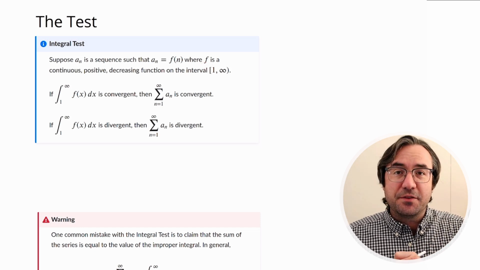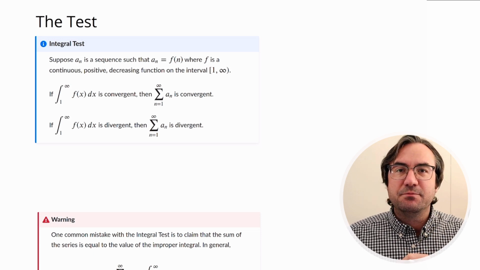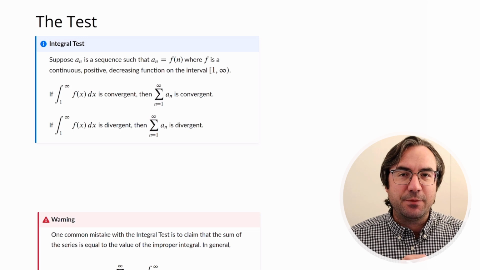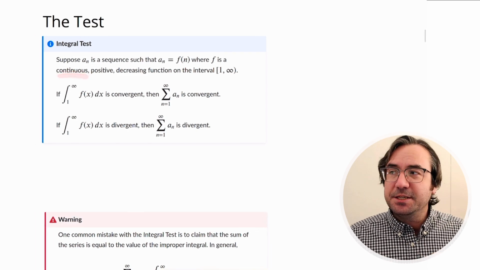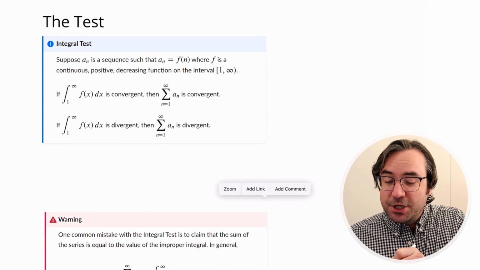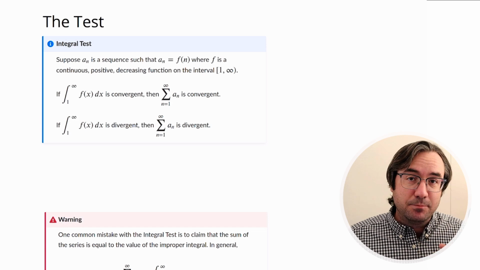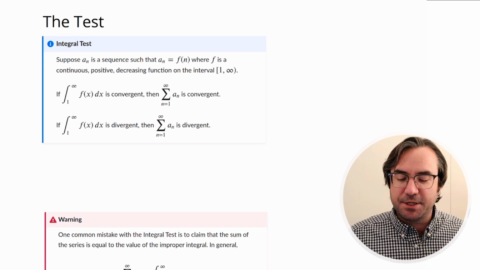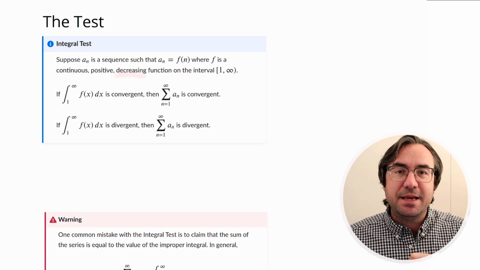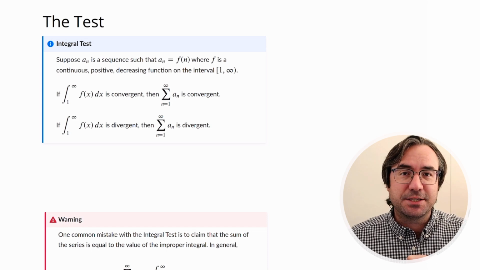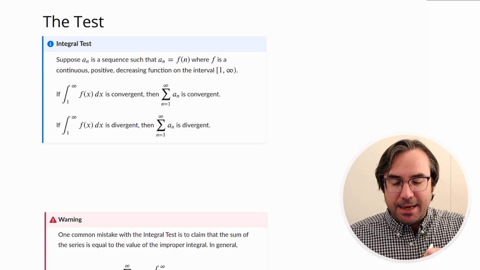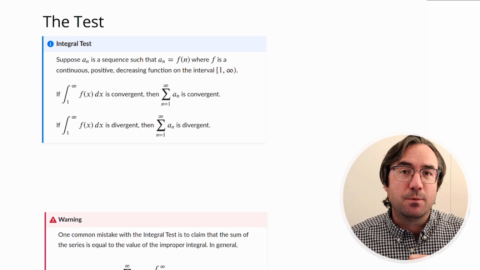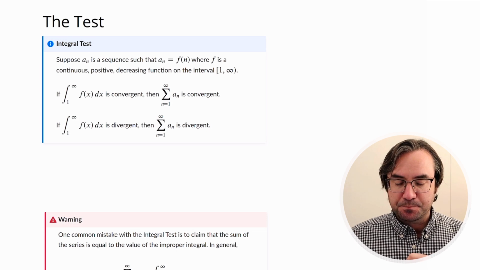And this formula, this function, has some very specific conditions that we have to check. The function has to be continuous. The function has to be positive, so it has to be greater than or equal to 0. And it has to be a decreasing function, so it has to be sloped down. And it has to do this all on the interval from 1 to infinity.